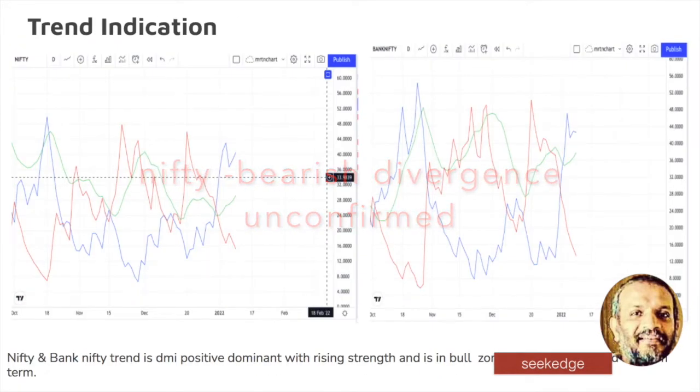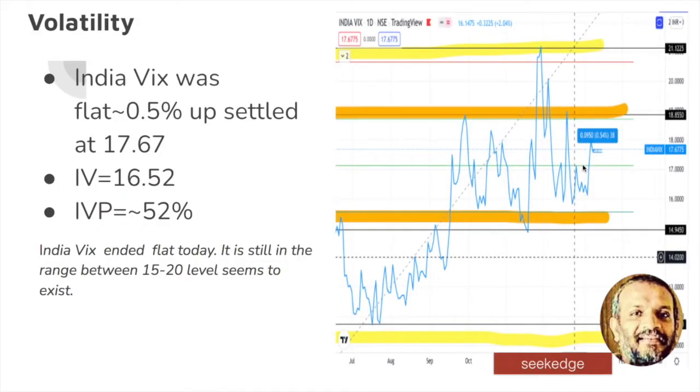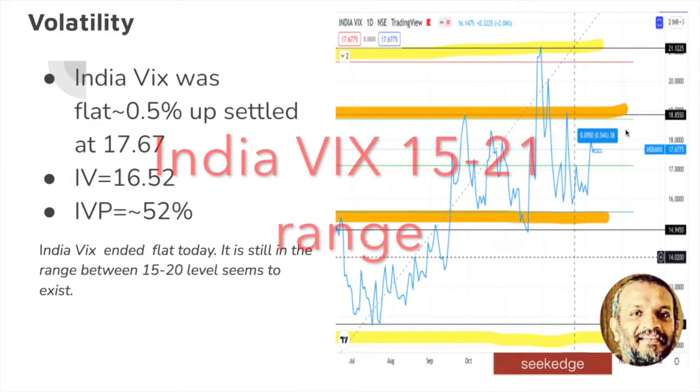Trend indicators are bullish clearly, and you can see that the strength of the DMI positive is rising up. Strength is rising up on the Bank Nifty also. Medium also it's bullish. So trend is bullish, momentum is bullish, price action is bullish, Bollinger Bands is bullish. Volatility, it is flat today. 76.67 is 0.5% up.